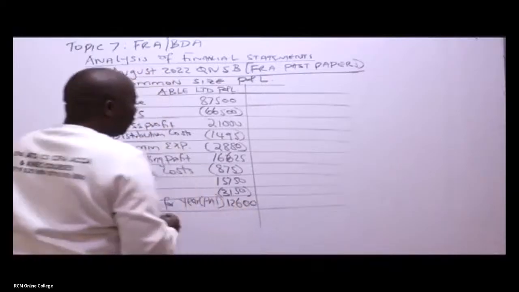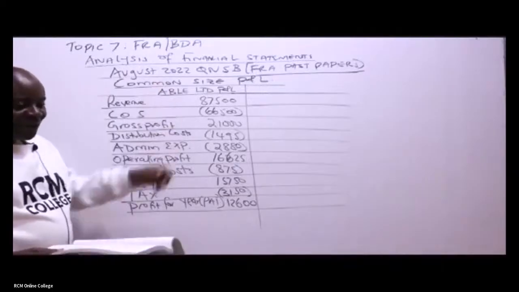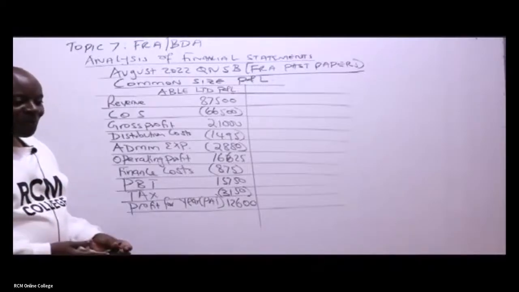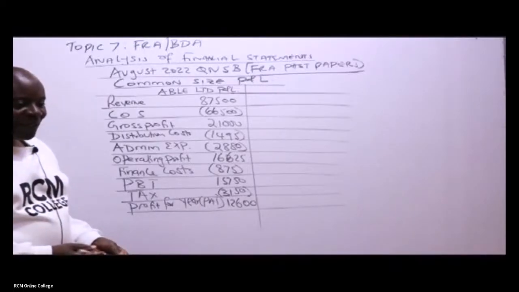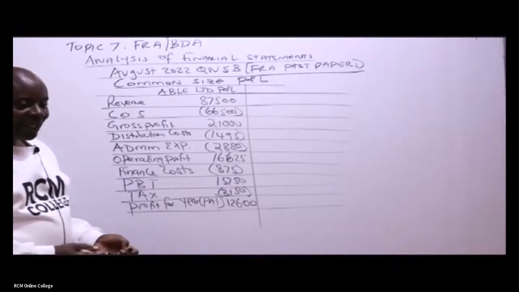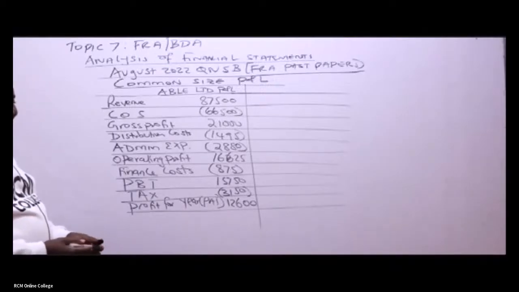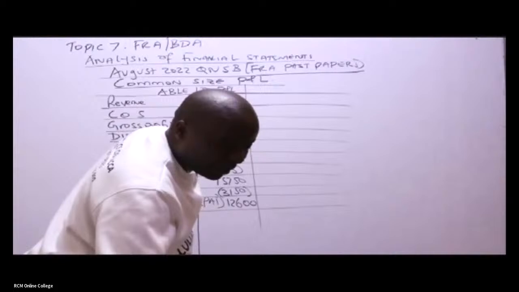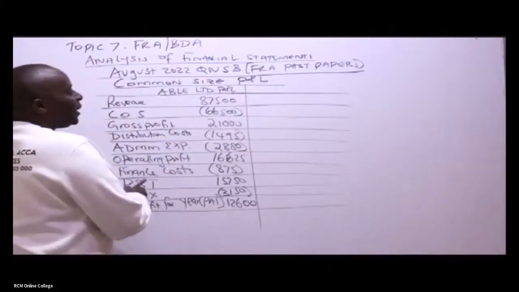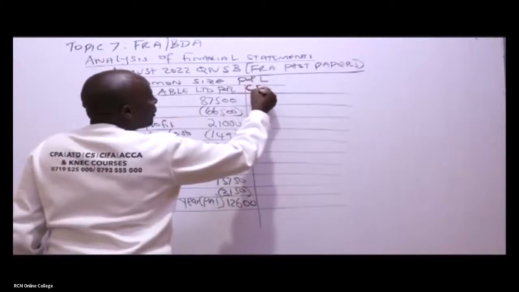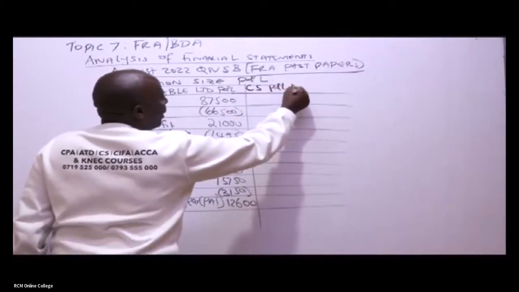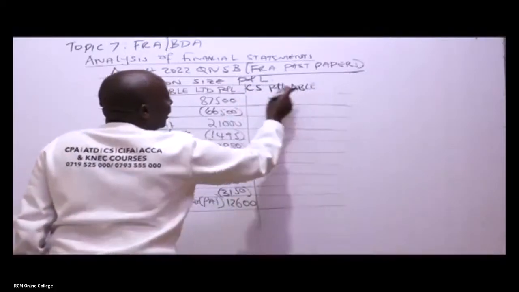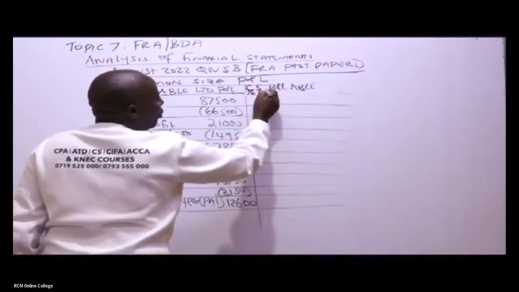So the FRA students, have you been able to copy this? Have we been able to copy up to here? Thank you so much, Carol, for sharing that Excel. Yeah. So then after copying, ladies and gentlemen, I would want us to come and do our common size P and L for AB. Common size P and L, AB. So remember that this basically will be a percentage of revenue.